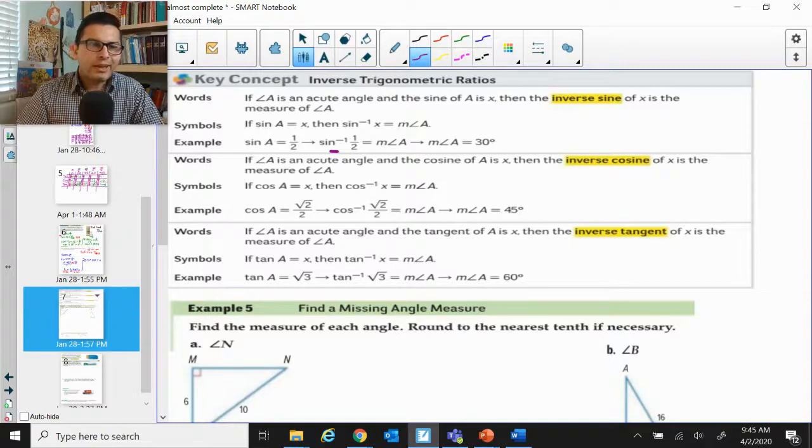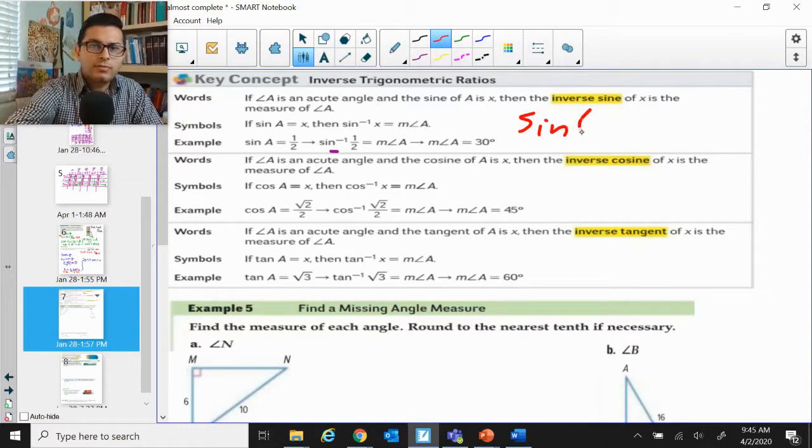Well, just like any kind of operation, for instance, division, if I want to get rid of it, what do I use? I use multiplication. So for instance, if I have x divided by 5, how do I get rid of that? Well, I multiply it times 5. That cancels out both of these 5s, and I'm left over with x.